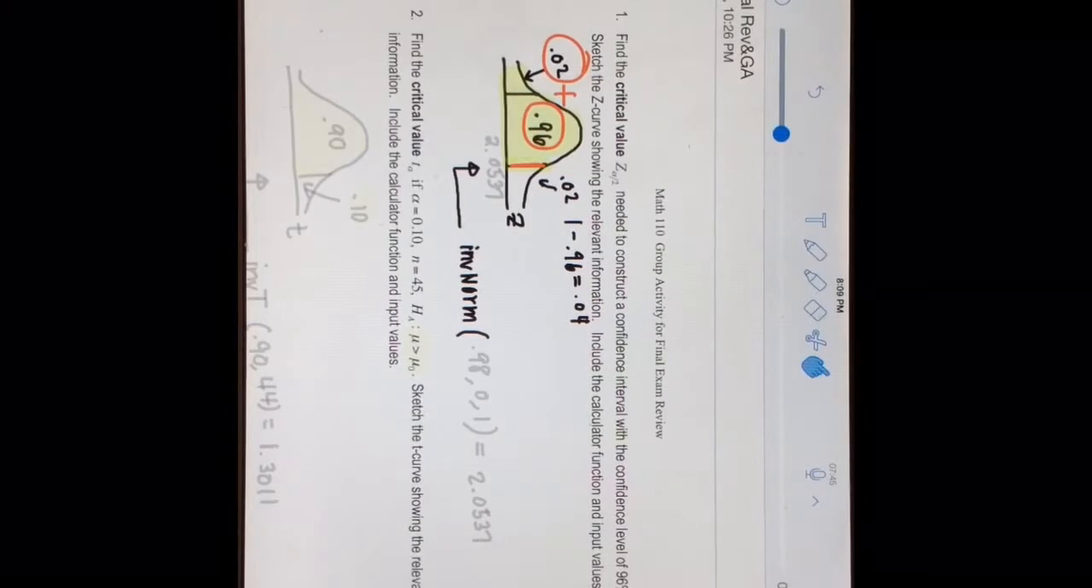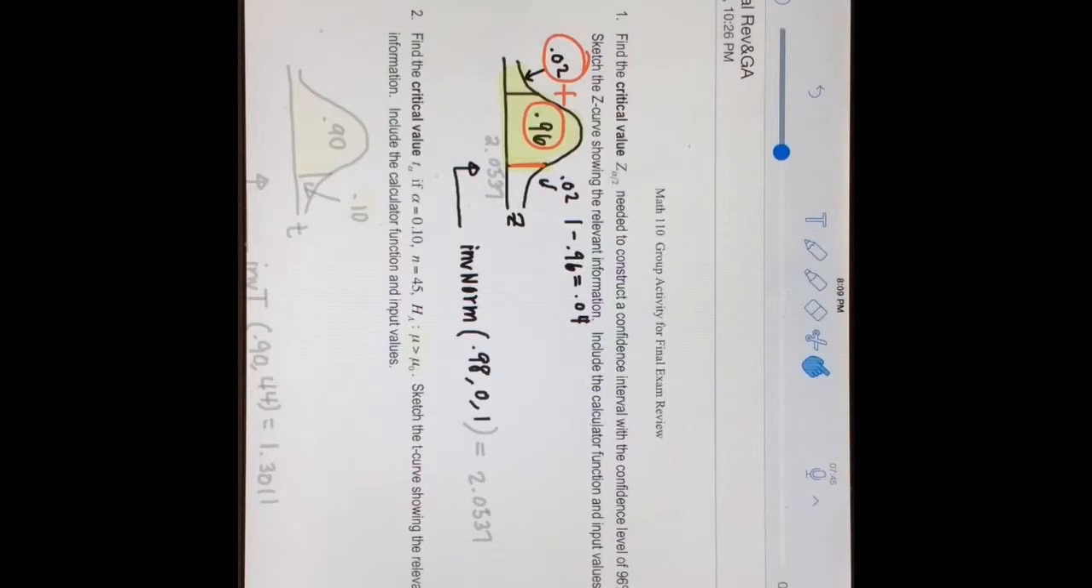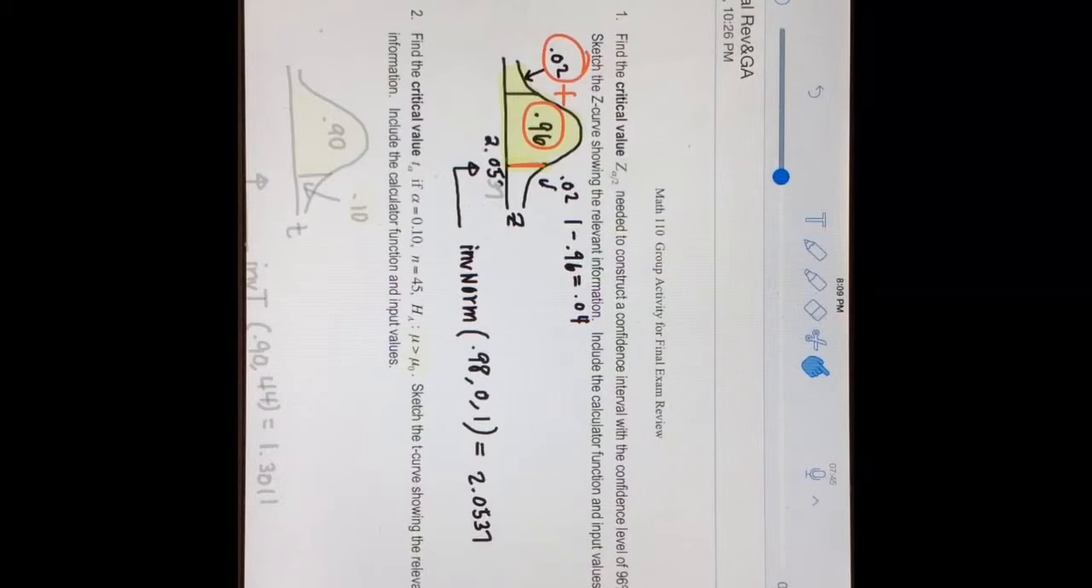So now using the calculator function invNorm, first you write down the area to the left of the z-score and the mean and standard deviation of the standard normal curve. So the TI computes the value, and you get 2.0537. So this number right here is 2.0537.